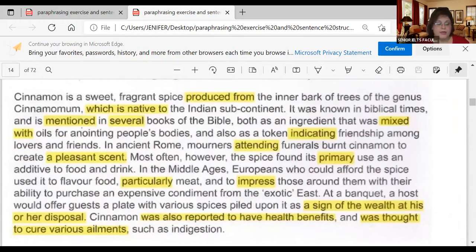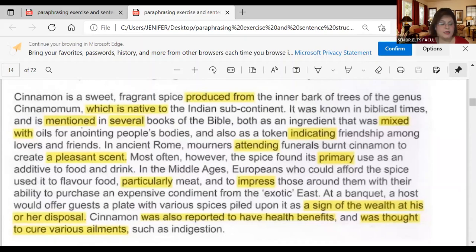Cinnamon is a sweet, fragrant spice made from the inner bark of trees of the genus Cinnamomum, which originates from the Indian subcontinent. It was known in biblical times. Now, what is the meaning of biblical times? Means ancient times.